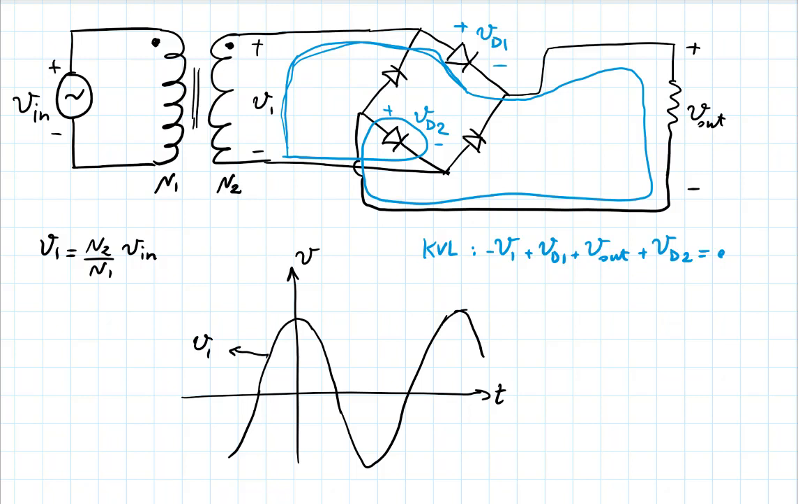Let's see. If diodes D1 and D2 are on, and if they're ideal diodes, they take 0 volt forward voltage, then basically all it says is that Vout would be equal to V1. So that's pretty good. If that's the case, what's happening to the other 2 diodes? Let's call those VD3 and VD4.